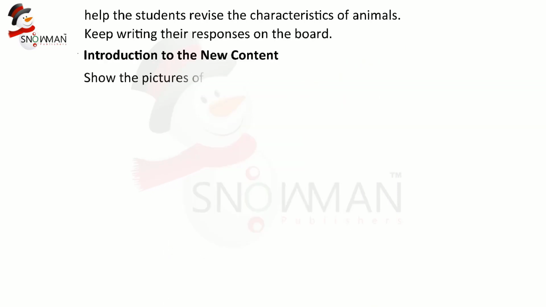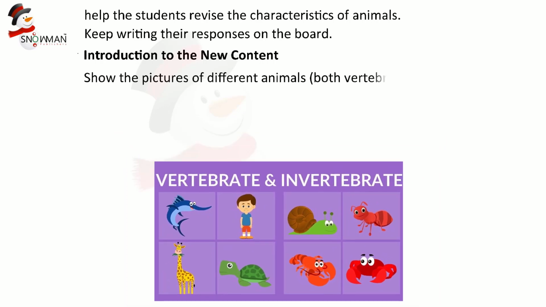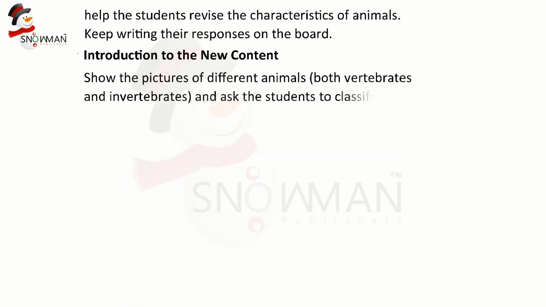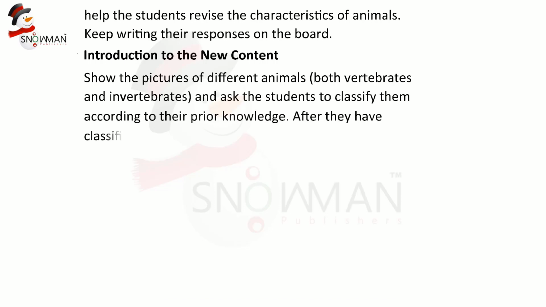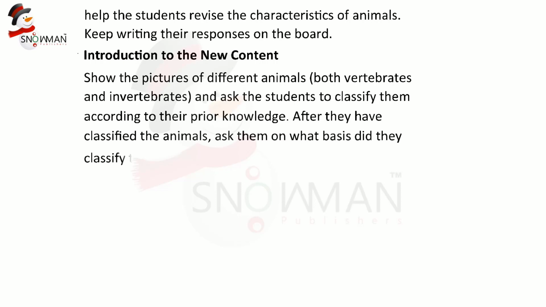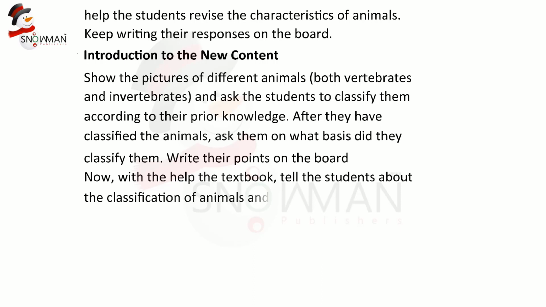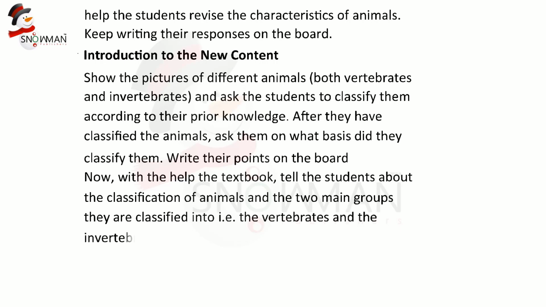Show the pictures of different animals, both vertebrates and invertebrates, and ask the students to classify them according to their prior knowledge. After they have classified the animals, ask them on what basis did they classify them. Write their points on the board. Now, with the help of the textbook, tell the students about the classification of animals and the two main groups they are classified into, that is, the vertebrates and the invertebrates.